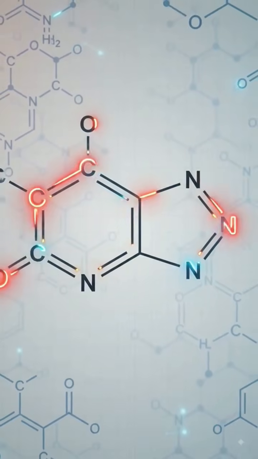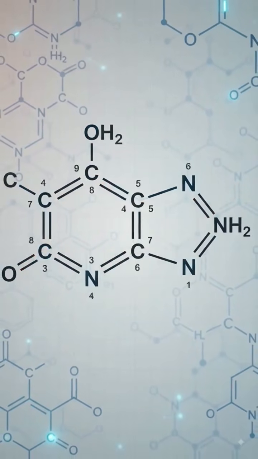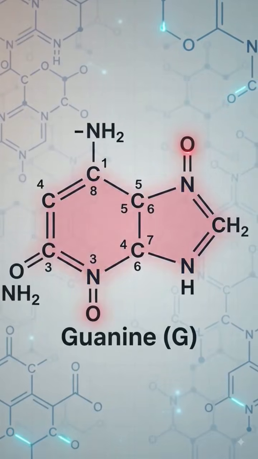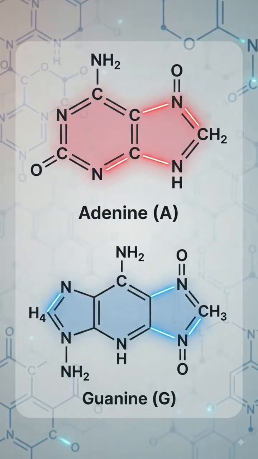Purines are key components of DNA and RNA. They feature a standard 9-atom numbering system. Adenine and guanine are the primary purines. Both share this fused double-ring structure.